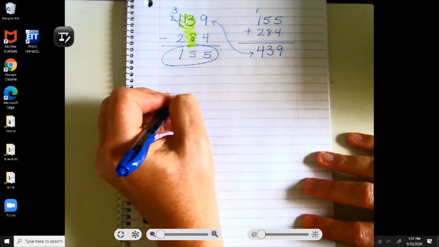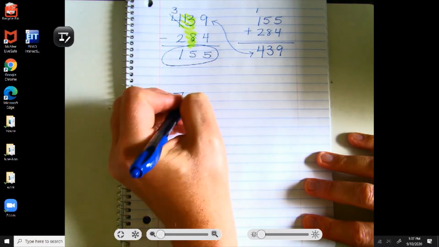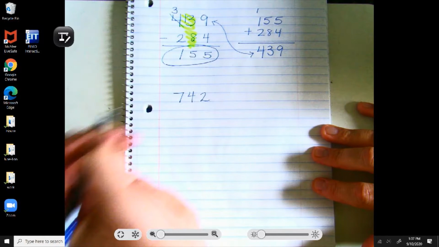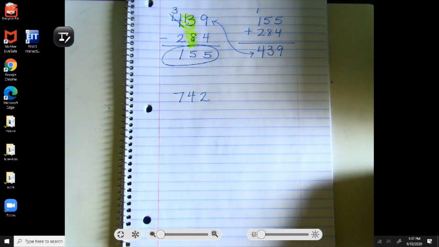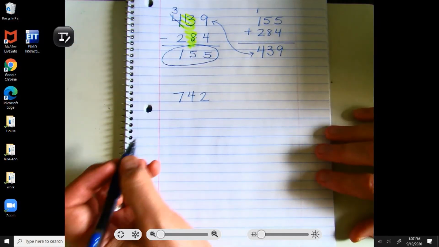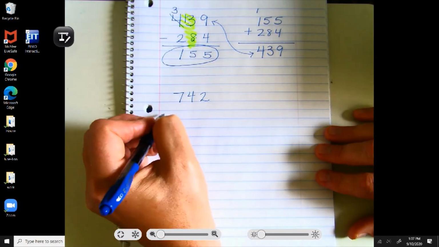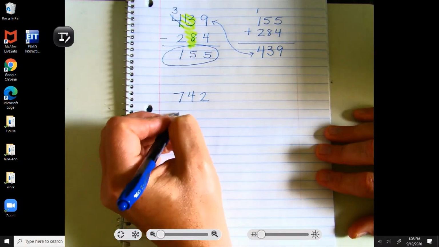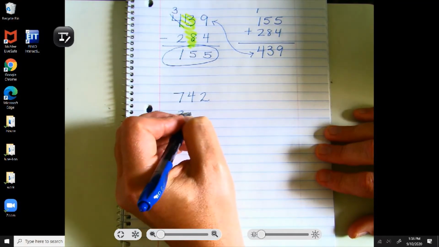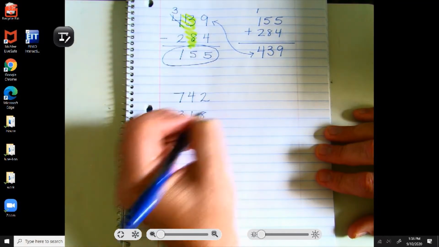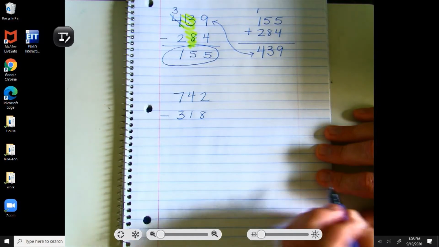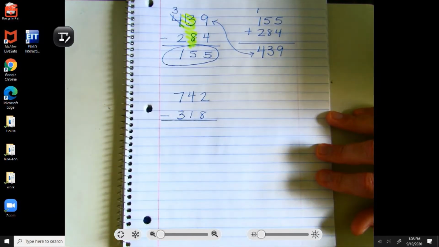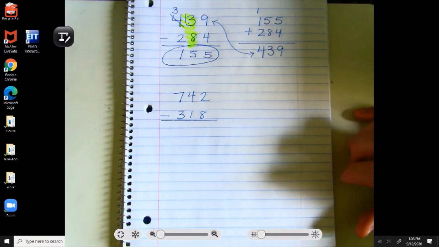I have 742 markers. Goodness, that's a lot of markers. But I find out that 318 of them have dried up. So I'm going to recycle those. Let's find out how many working markers I have left.